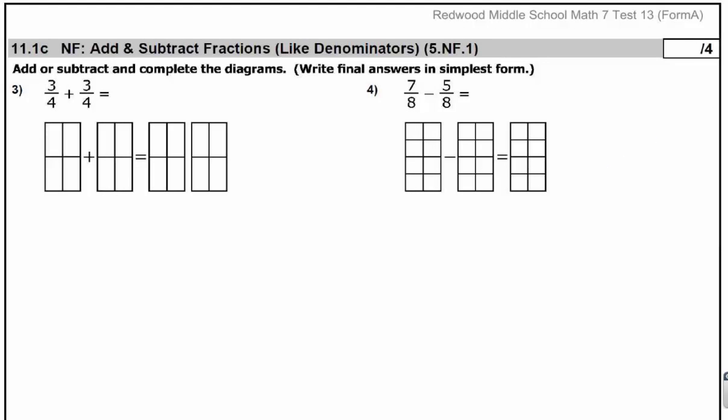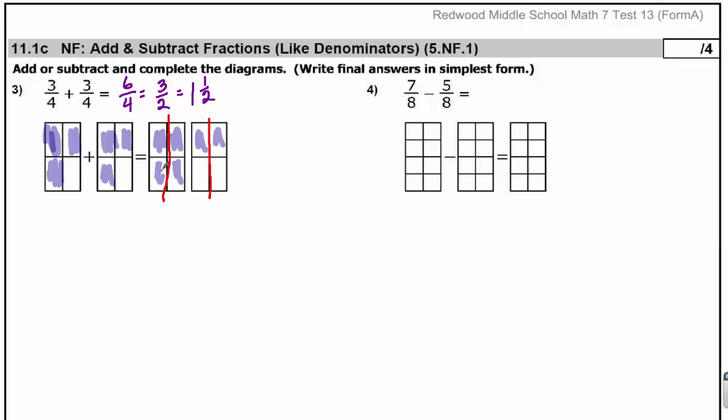Numbers 3 and 4. So on number 3, we have 3/4, and we're adding another 3/4, so that gives us 1, 2, 3, 4, 5, 6 of them all together. I'll put a couple lines through these because we can see each of these is a 1 and each of these is a 4th, or is a half, excuse me. So we end up with 6/4, which simplifies to 3/2, which simplifies to 1 1/2.